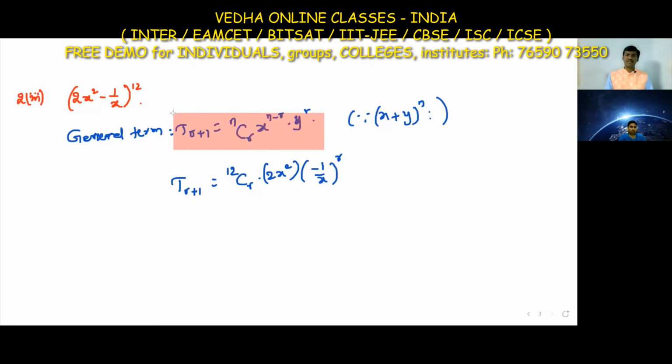Here the value of r is r only. Okay, so now next, in this, this is the value of x and this is the value of y and this is n. Okay, 12 is the value of n. Now I am expanding here.